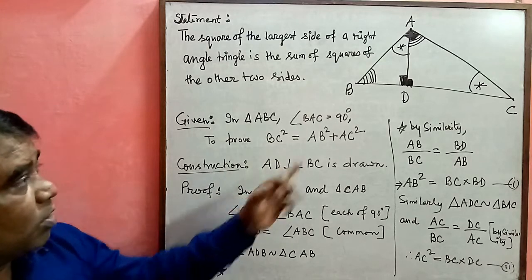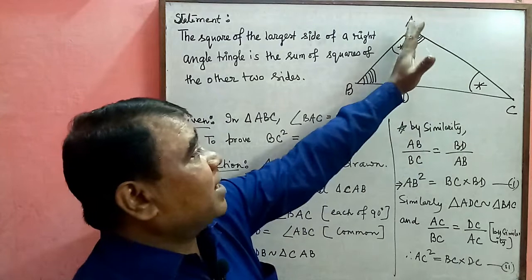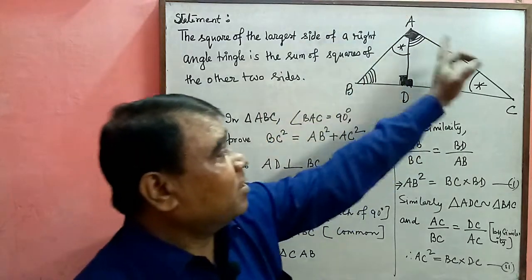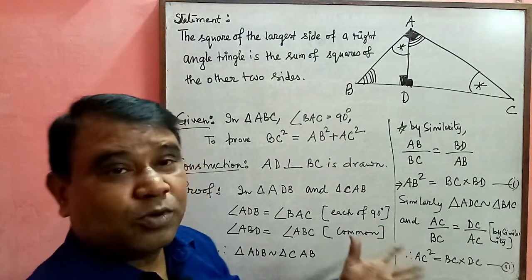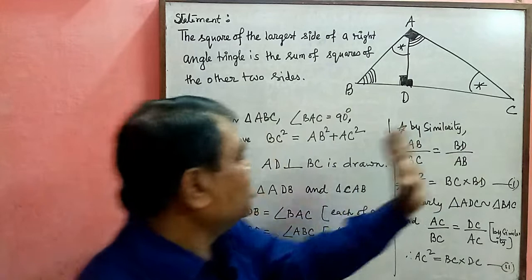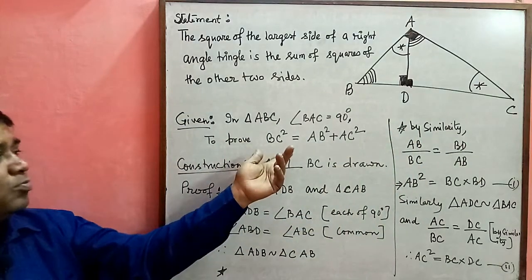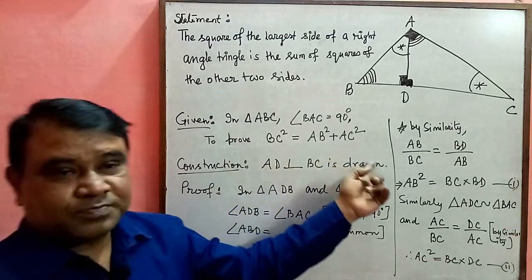To prove: the largest angle is 90 degree in this triangle. That's what I told you in my basic geometry part 2. The side opposite to this is the largest side, BC. So BC square is equal to AB square plus AC square. That's what we have to prove.